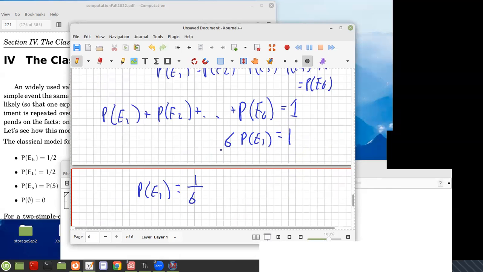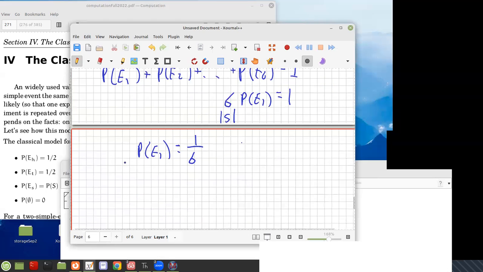Well, what was the 6? This was the actual sample space size. So we can say that the probability of E1 equals 1 over the sample space size. And this is going to be true for any probability experiment. The probability of a simple event is going to be 1 over the sample space size.